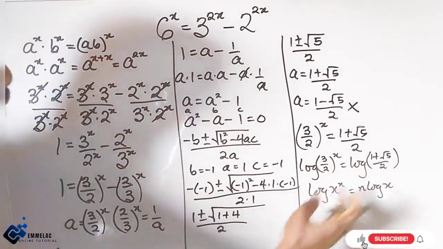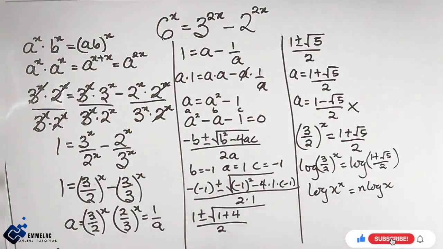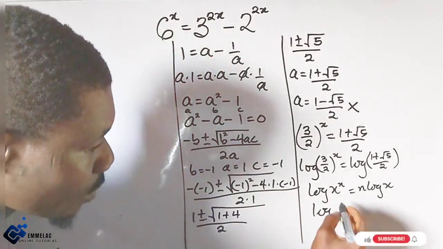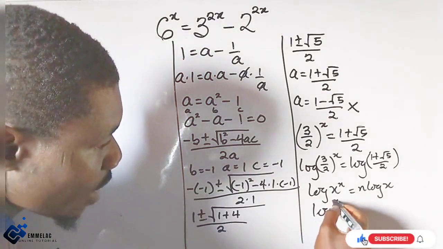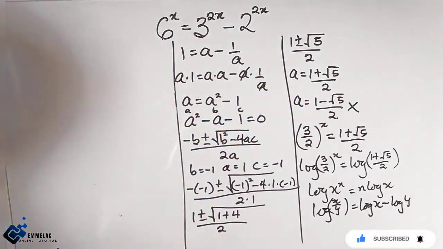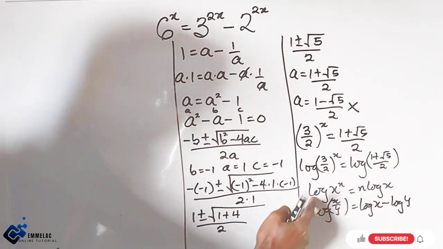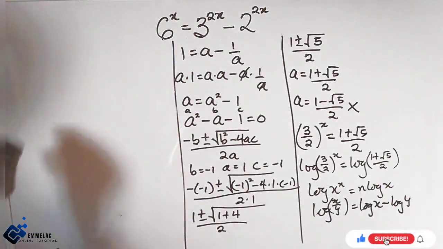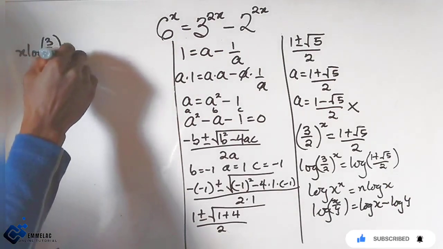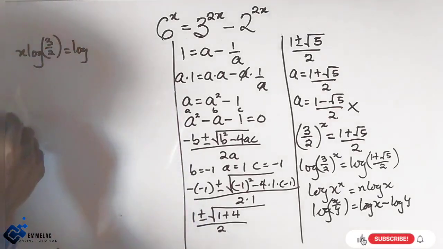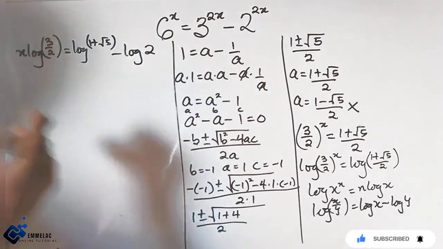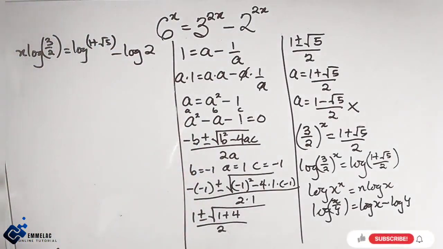Using this rule, we apply it here. Let us also recall that when you have log of x over y, this is the same as saying log x minus log y. Using this for this and this for this, here we have x log 3 over 2 equals log of 1 plus root 5 minus log 2.